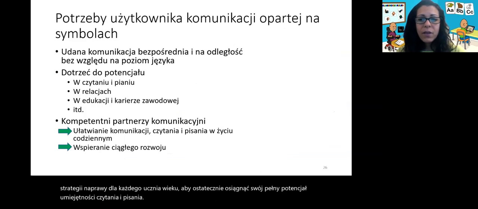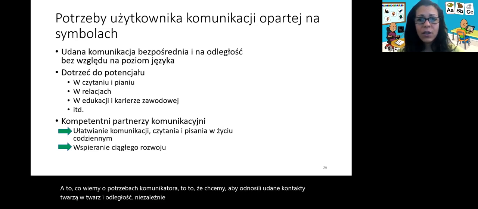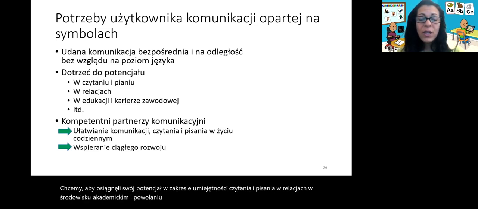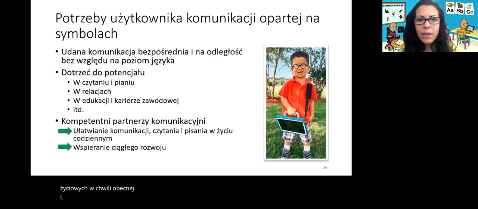And what we know about the needs of the communicator is that we want them to have successful face-to-face and distance interaction regardless of their language level. We want them to reach their potential in literacy, in relationships, in academics and vocation, and so forth, to have knowledge and communication partners that can facilitate communication and literacy in real-life situations in the present, and to encourage ongoing growth.